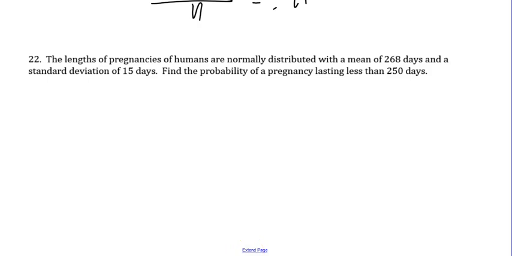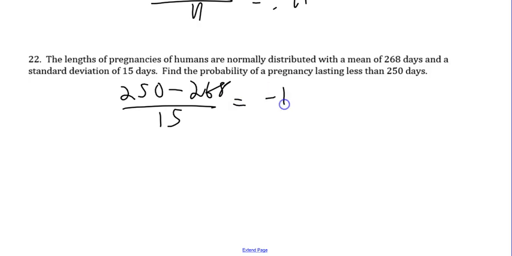All right, lengths of pregnancies of humans are normally distributed with a mean of 268 and a standard deviation of 15 days. Find the probability of less than 250. Well, we'll take 250, the actual, minus the mean, 268, and divide by the standard deviation. That gives us negative 1.2. It didn't ask for the z-score, though. It asked for the probability. So we need to go to our table and look up negative 1.2, and that's going to give us 0.1151, or about 11.5% probability.